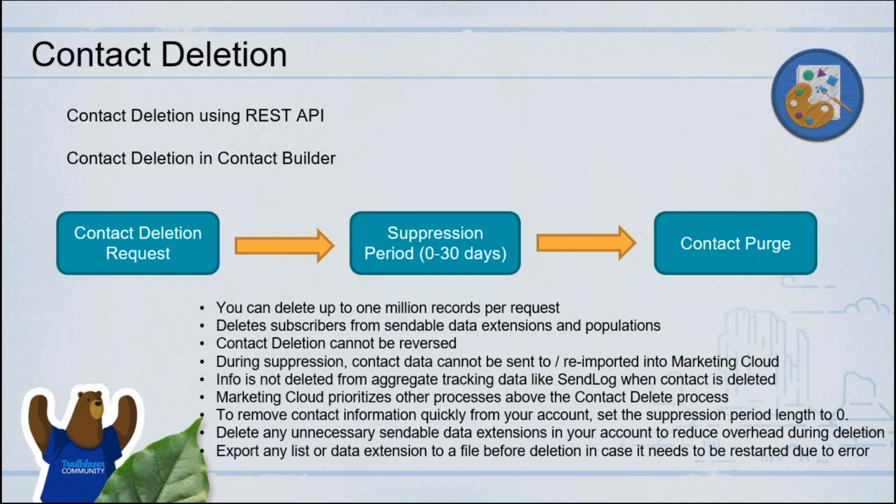You can delete in 2 ways. You can either do it programmatically through the REST API, or through Contact Builder, which I will show you shortly. If it's a small set, maybe manually deleting 4 or 5 contacts, you can do it in Contact Builder. But if it's huge, always go with the REST API. It's very flexible. You can batch it up, and you can do up to 1 million records per request.